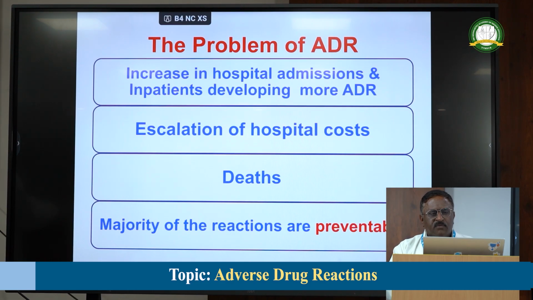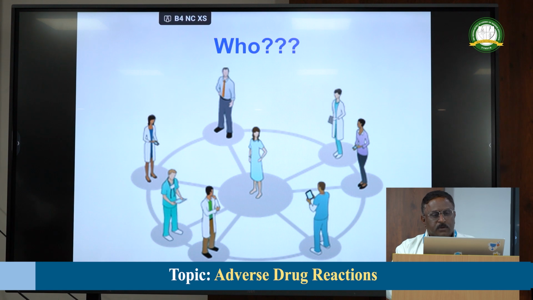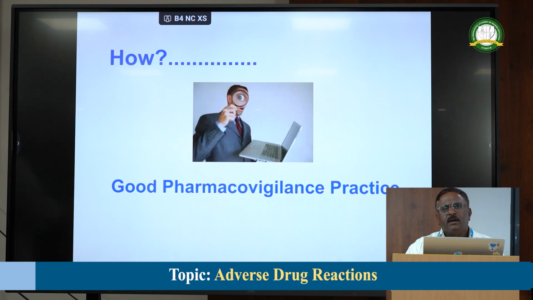The problem with ADRs is an increase in hospital admissions, inpatients developing more adverse drug reactions, escalation of hospital cost, and there may be chances of deaths. The majority of the reactions are preventable. Who can report all these adverse drug reactions? All the doctors, the nurses, paramedical staff, the lab persons, or the medical students, everyone can report to the concerned people. Each medical college has a pharmacovigilance unit where you can report whatever adverse drug reaction you find.